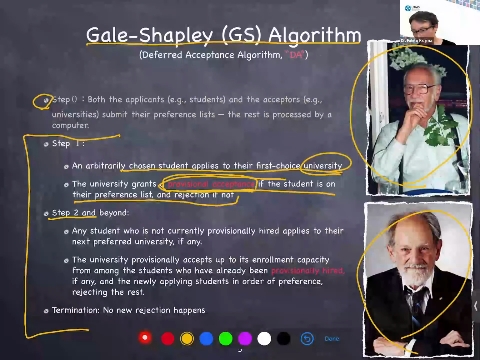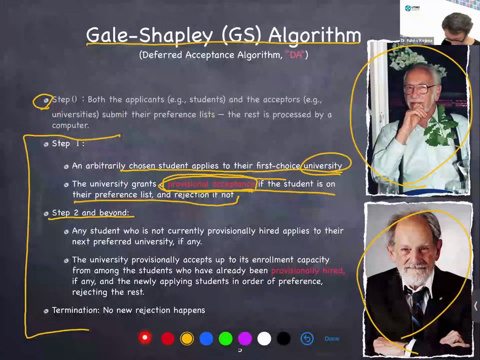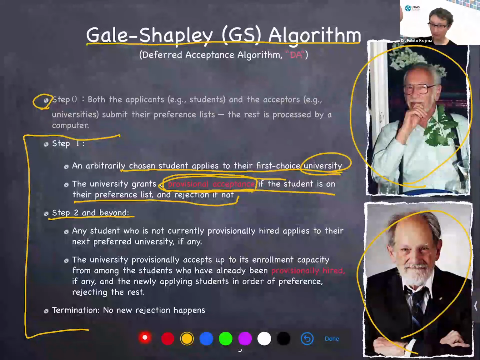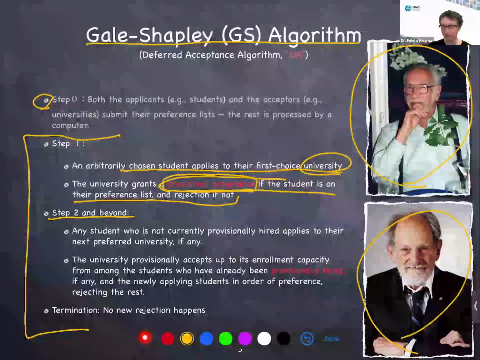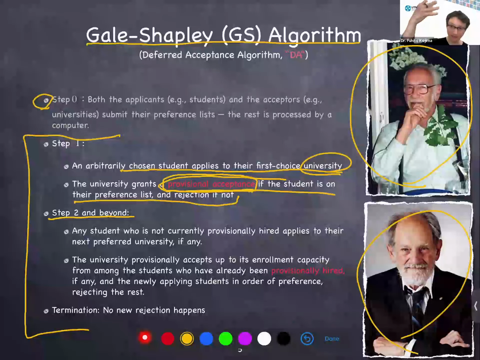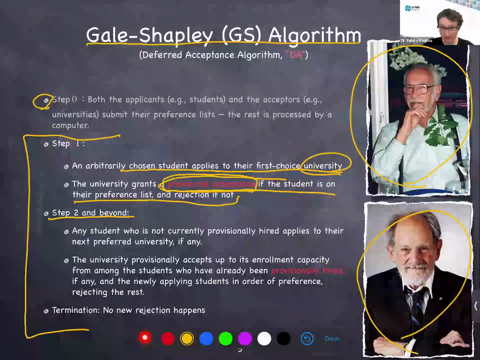And then in the second step and so on, the students who are not kept by the university, that can happen either because the student has applied to some university but got rejected, in which case the student needs to apply to the next choice, or if the student has not been processed yet at all, then they apply to the first choice.